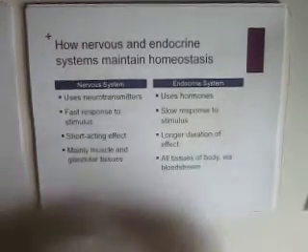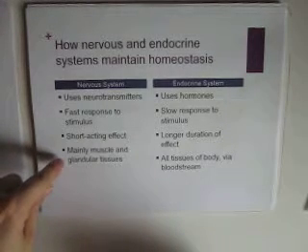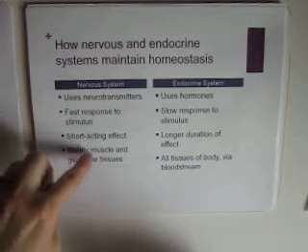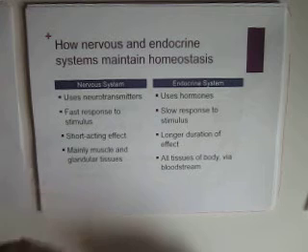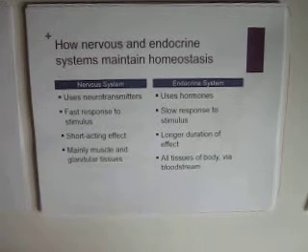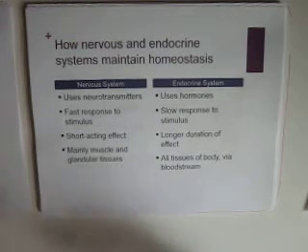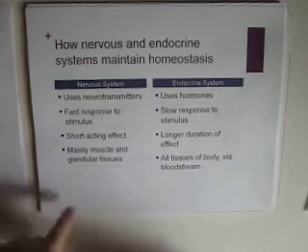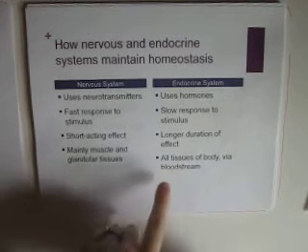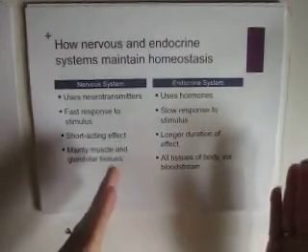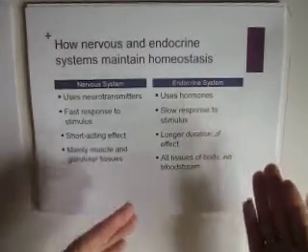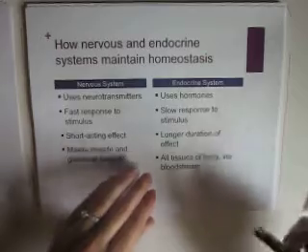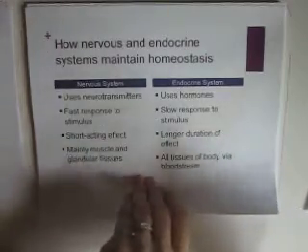And then the targets usually, for the nervous system, are muscles, so your voluntary muscles such as your skeletal muscle, right? And also some glandular tissues. The endocrine system has basically an effect on all tissues of the body via the bloodstream. And that's fantastic.